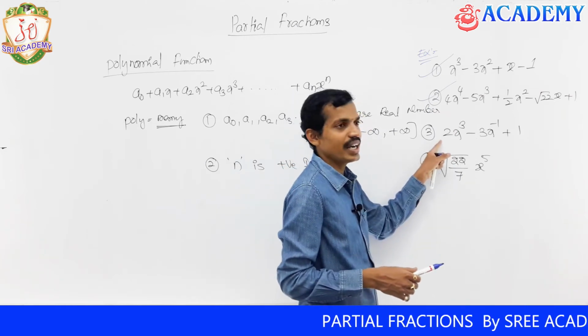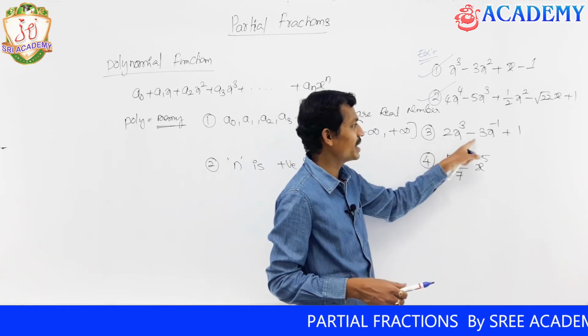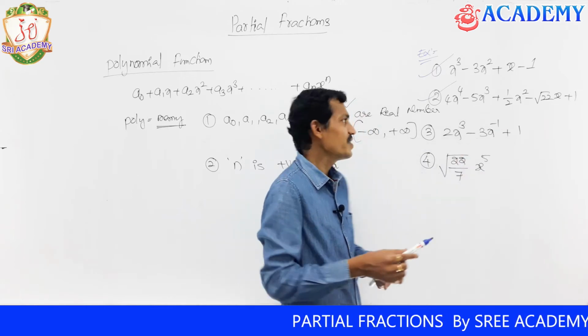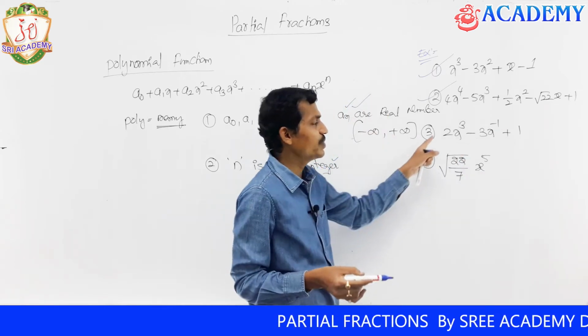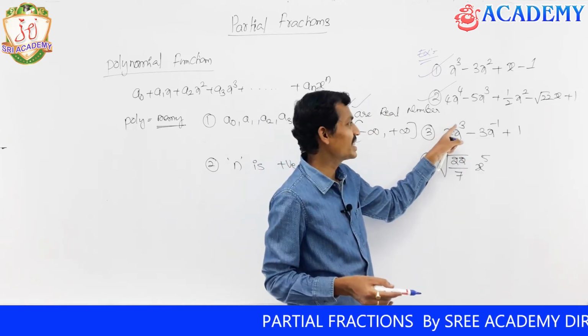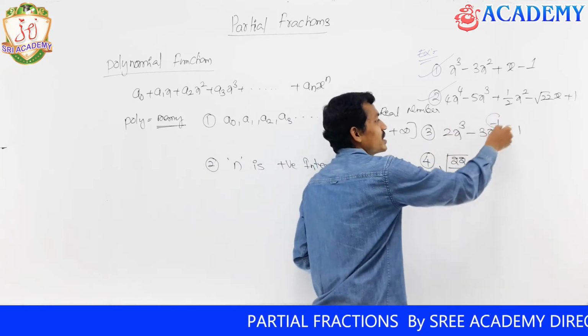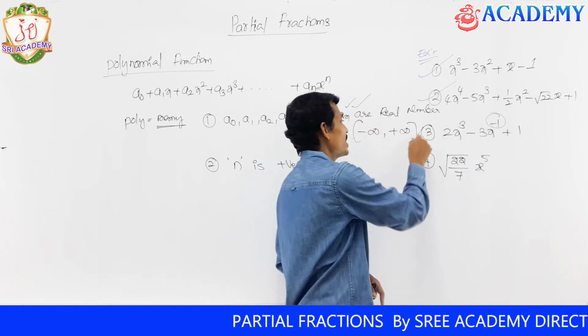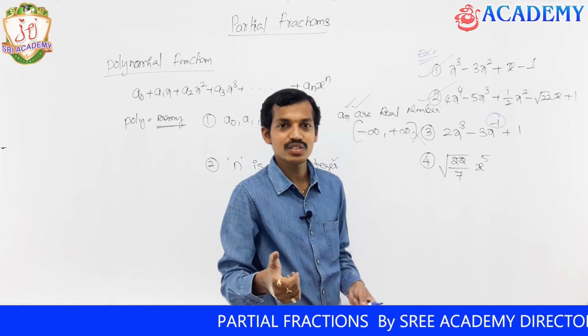In the third example, the coefficients are 2, minus 3, plus 1. The first condition is satisfied. If you come to the second condition, there is a power of minus 1, and minus 1 is not a non-negative integer. That's why it is not said to be a polynomial function. What it is, we'll learn later.